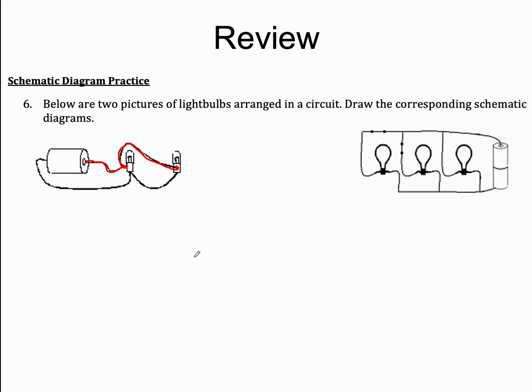Draw the corresponding schematic diagrams for these two. So redraw them like we drew the previous ones. And should I give you a hint? Which set of these light bulbs are in series? Which ones are in parallel? It's actually a trick question. They're both. They're both what? They're both in parallel. If you can't see it, they're both connected directly to the battery side by side. It may not look like it, but they're both in parallel.